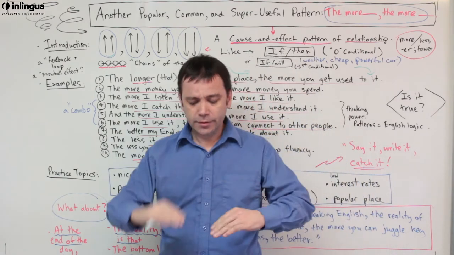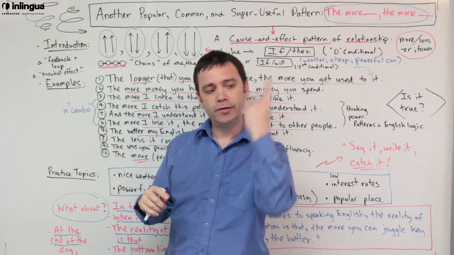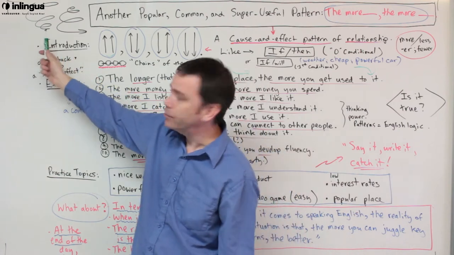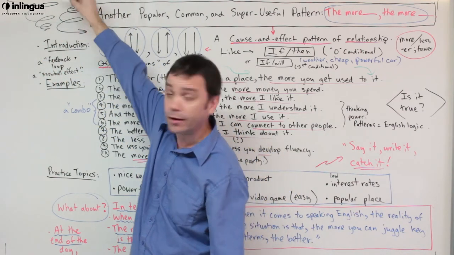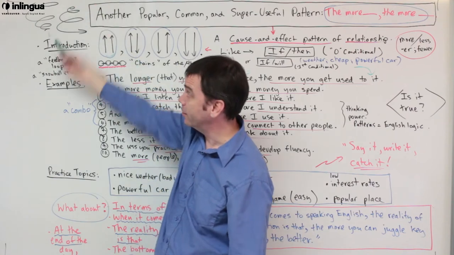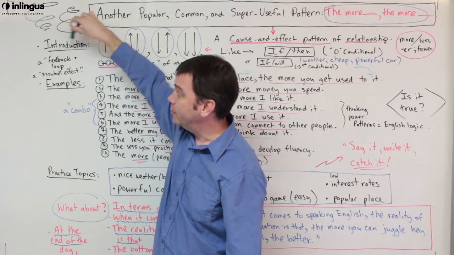Another way to talk about this pattern of relationship is to say it's a feedback loop. This is like a feedback loop. In nature, in the universe, things get bigger, or things get better, or things can get worse, right? Things can get better, or things can get worse. So that's a feedback loop.